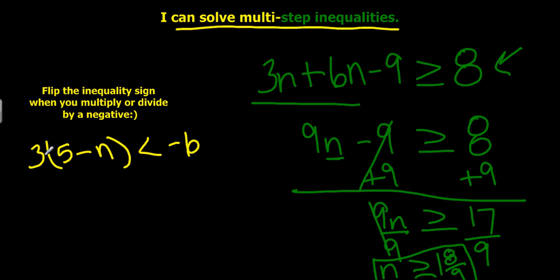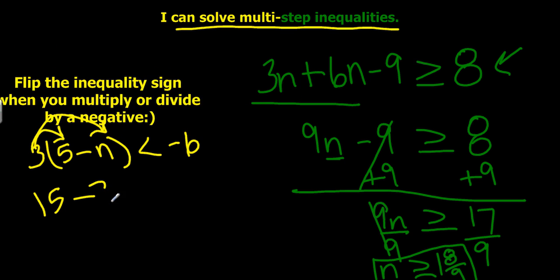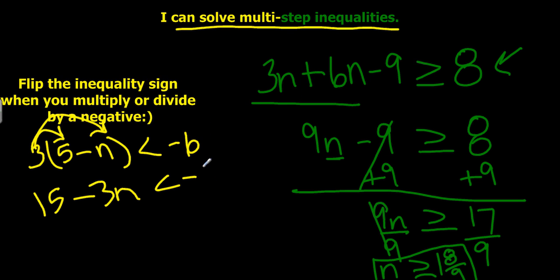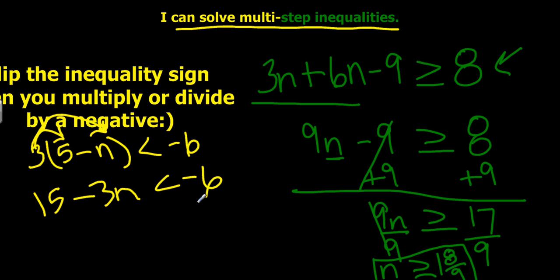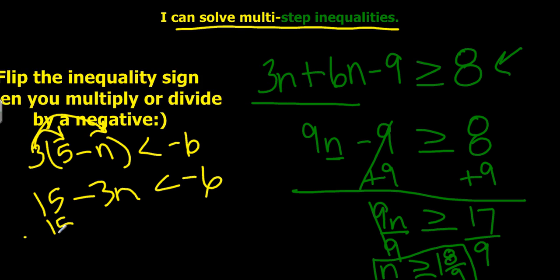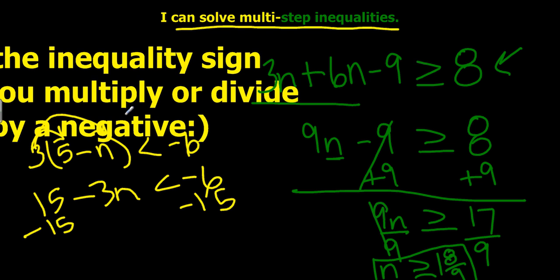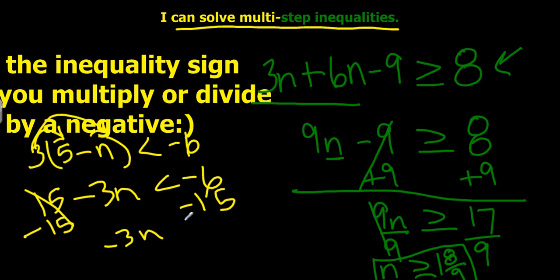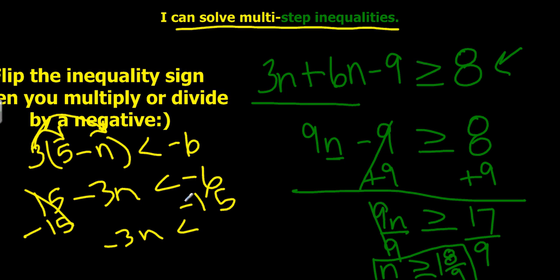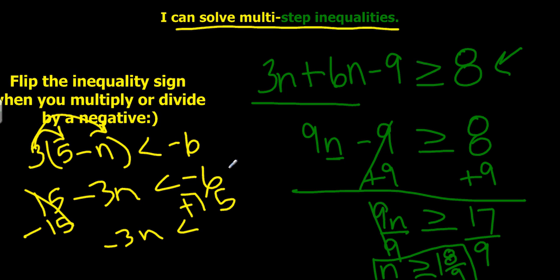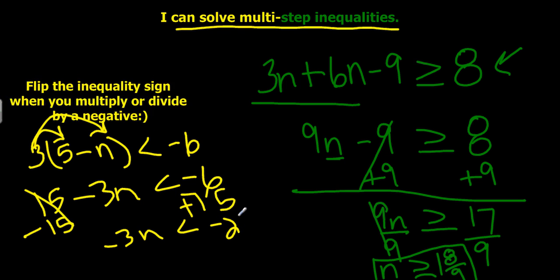So if I use the distributive property and I distribute my 3 through, I get 15 minus 3n is less than negative 6. Now I go ahead, I think about it like an equation, and I subtract 15. I'm still safe. I haven't multiplied or divided by a negative yet, so all is well. I get negative 3n is less than negative 6 minus 15. I'm going to chop here. It's going to give me negative 21.